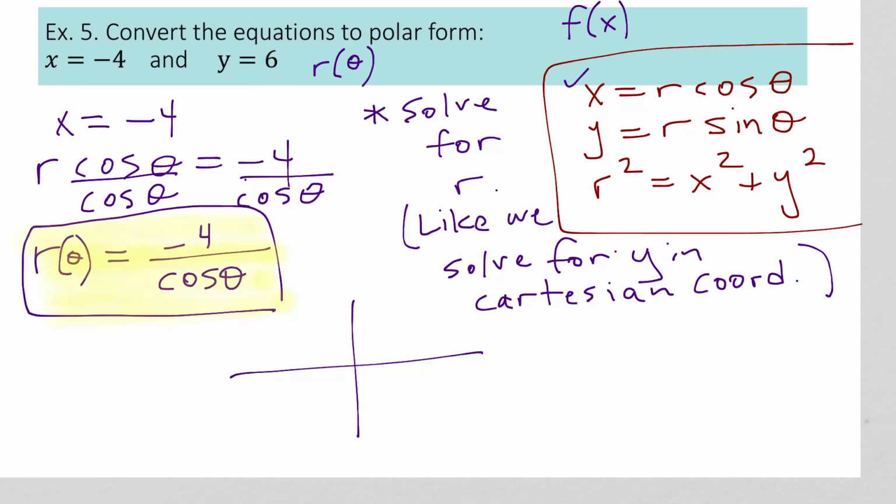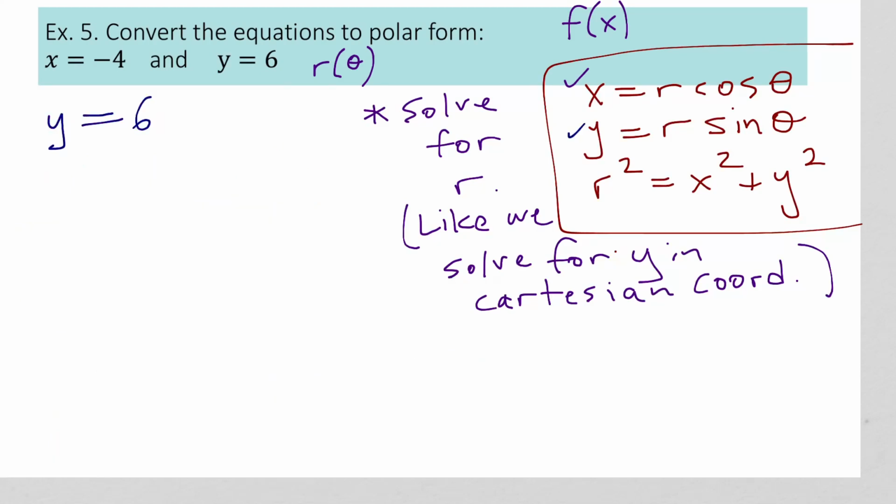So what this actually would look like, the equation x is equal to -4 is a vertical line. So this right here is a vertical line in polar coordinates. All right, let's do the other one.